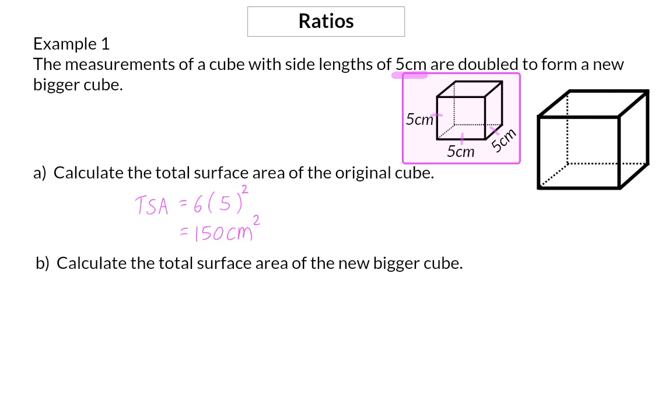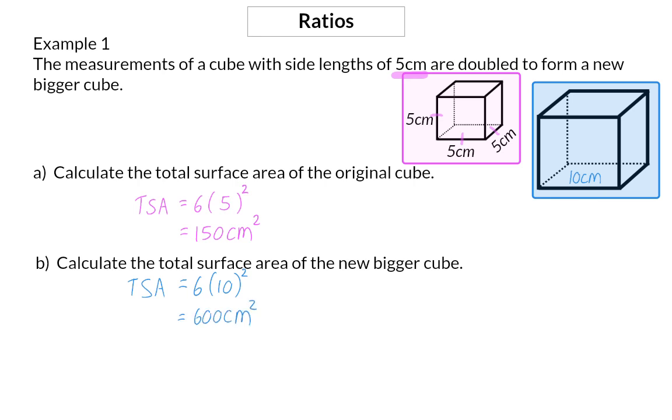Question B. Calculate the total surface area of the new, bigger cube. The information stated that to form the new cube, the original cube's measurements were doubled, which means that all the sides will now be 10 centimeters. So, to calculate the new total surface area, it will be 6 sides of 10 by 10. This will give a new total surface area of 600 centimeters squared.